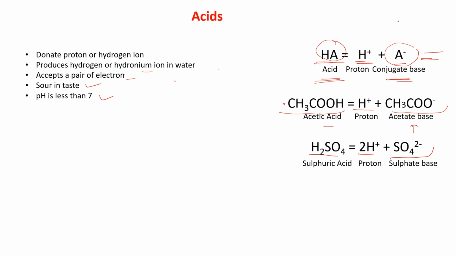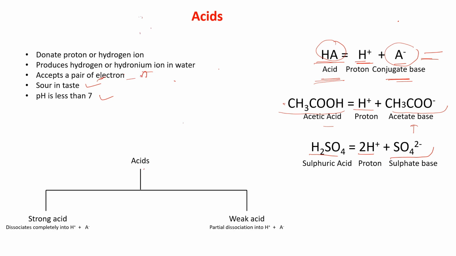So the property or character of an acid is any substance that can donate proton. On its contrary, bases are the substances that can accept a proton. Clear? Next, acids can be divided into strong acids and weak acids. Strong acid means the acid that can dissociate completely into H plus plus A minus. Weak acid means the acids that dissociate partially into H plus plus A minus.